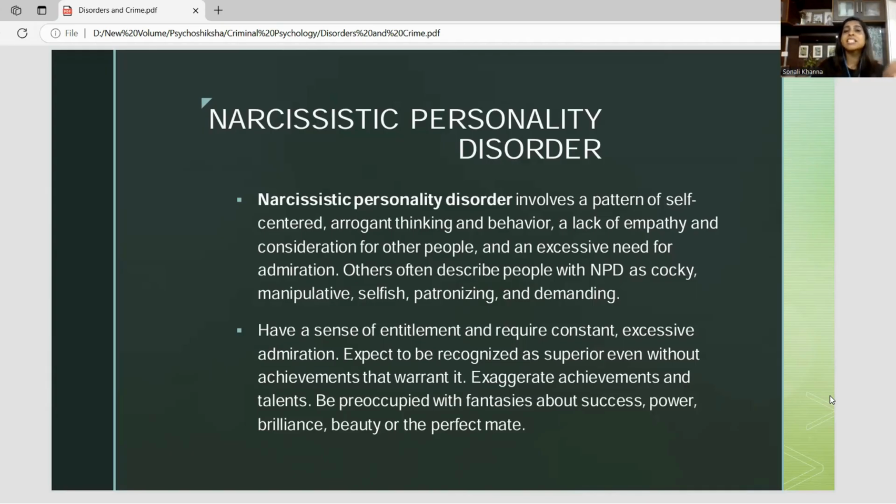When we say that somebody is suffering from narcissistic personality disorder, they are so self-centered and so arrogant in their thinking that they are ready to demean the other person. They are ready to be so bad, so inhumane to the other person, that they just want their own benefit. They just want to look good.